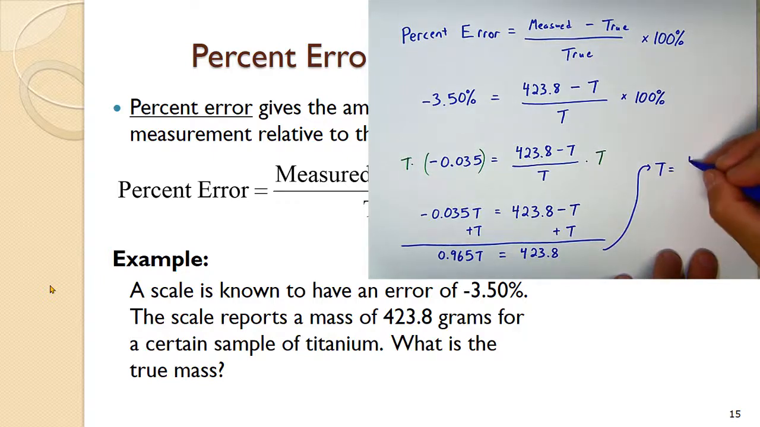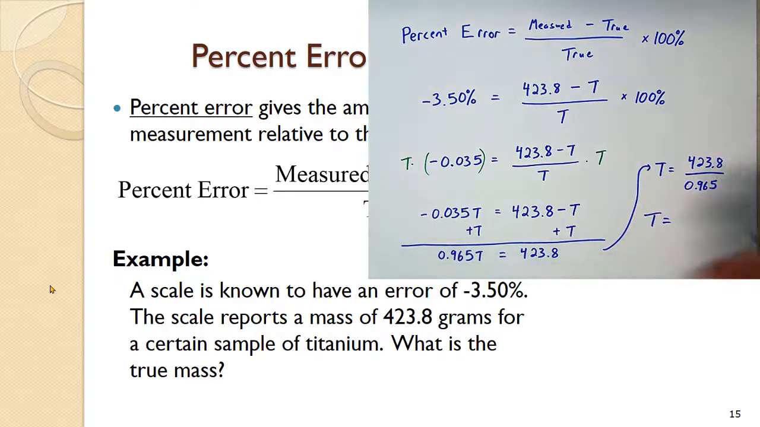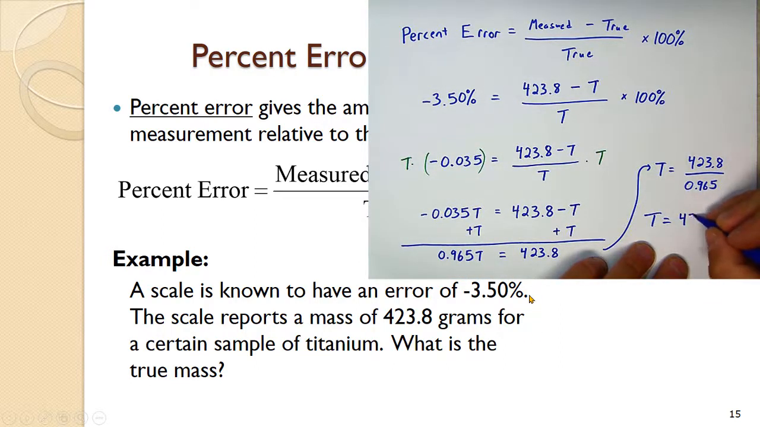t is equal to 423.8 divided by 0.965. And if you do that, the true weight is of course going to be a little heavier, 439.2 if we round it off to four significant digits. Technically, though, our percent error only had 3 significant digits, so we really should round this off at 439 grams because we are limited to 3 sig-digs.